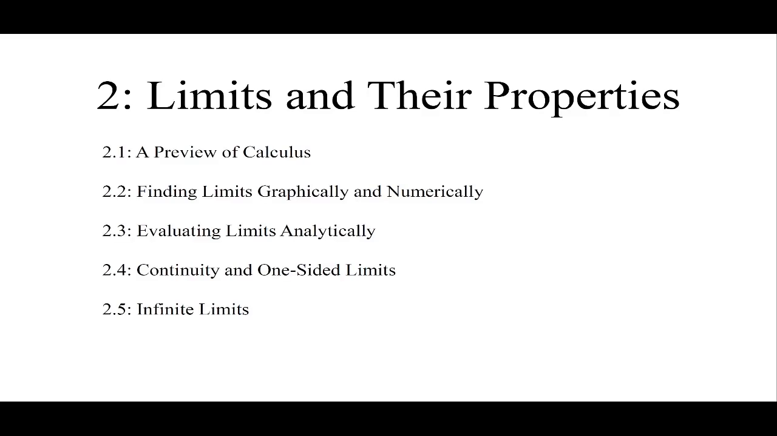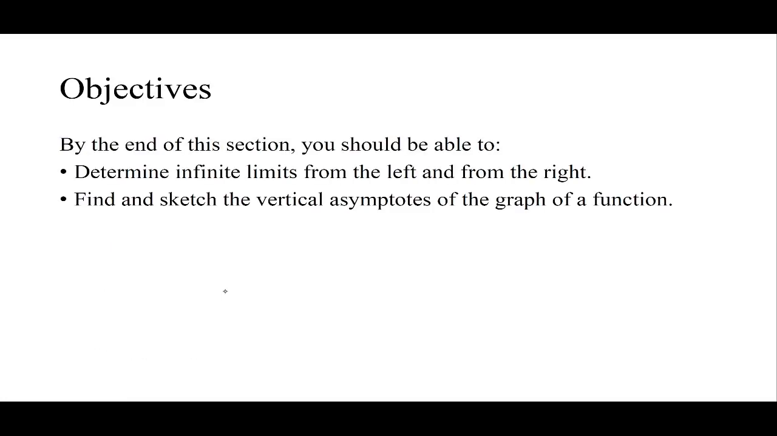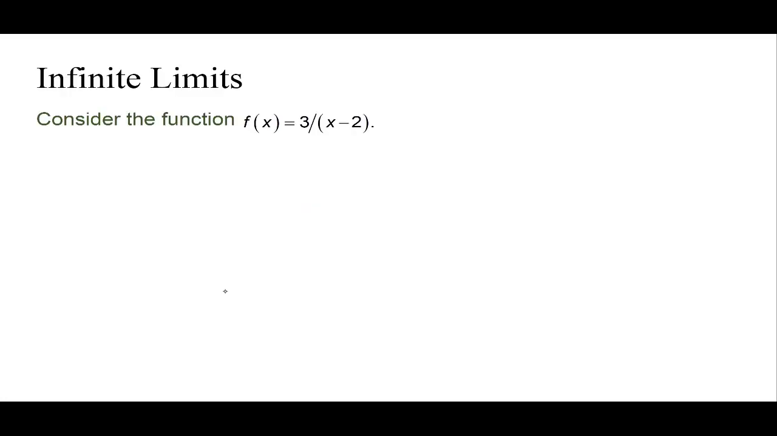Okay, so we are planning to cover section 2.5, infinite limits. There are two objectives in this section. We would like to determine infinite limits from the left side and from the right side. As usual, whenever we talk about limits, we also have to make sure that it's from left and right. And then eventually, using these infinite limits, we can also use the very same idea to find the vertical asymptotes to plot the graph of a function.